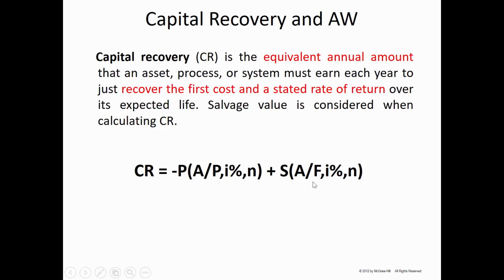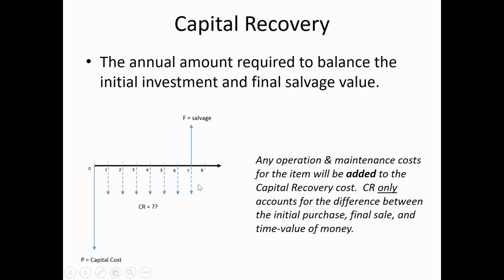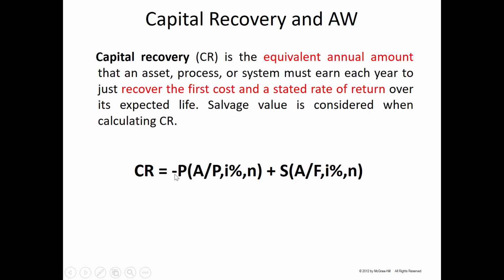So from a formula standpoint, here's how you find capital recovery. You've got a present value that you want to take to an A, so you're going to do find A given P with the present value. You use the interest rate and the N, find that factor either in the table or calculate it with the formulas, and multiply that factor by the present value. And then the salvage value at the end of the cash flow diagram is a future amount, and you want to find an annual equivalent of it, so you do A/F, and whatever that factor is, multiply it by the salvage value.